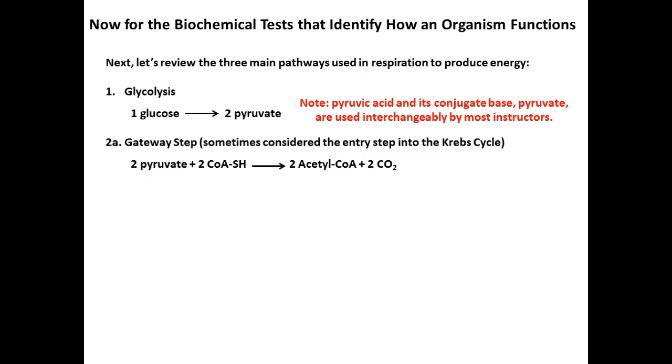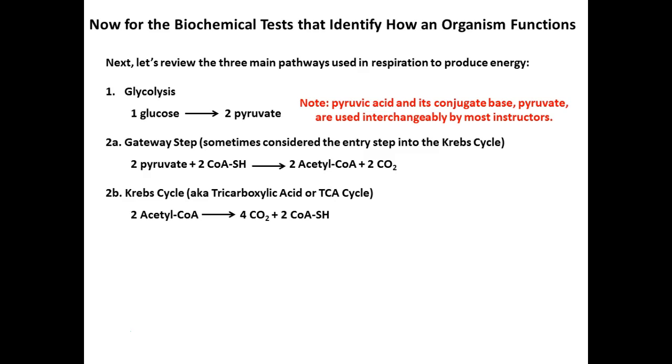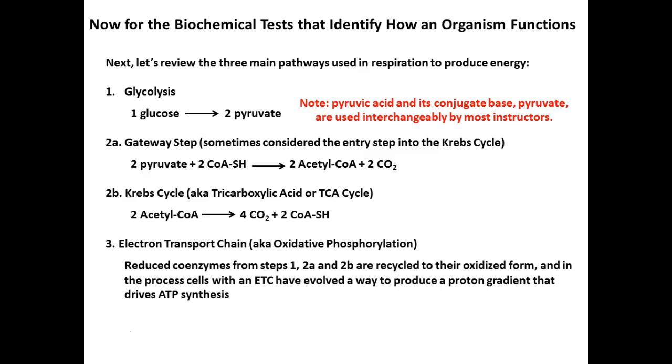The next step is converting that pyruvate with acetyl-CoA to go into the Krebs cycle. So there's a little step right before it goes into the Krebs cycle. The Krebs cycle is also sometimes referred to as the tricarboxylic acid cycle, or abbreviated TCA. Another name you'll see is the citric acid cycle, because citric acid, or citrate, is formed in the process of the Krebs cycle. And then we have the electron transport chain. Electrons that are picked up by electron carriers from glycolysis, from the gateway step, and from the Krebs cycle can go to the electron transport chain.